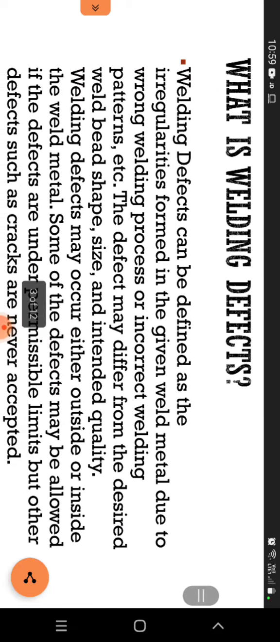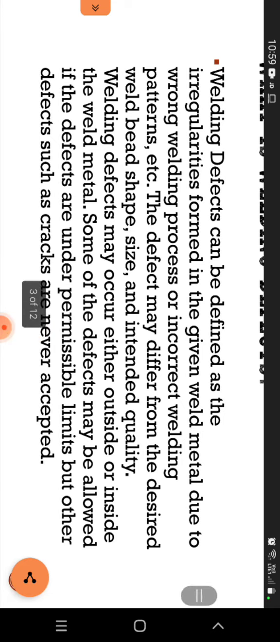What are welding defects? Welding defects can be defined as irregularities formed in the given weld metal due to the wrong welding process or incorrect welding patterns, etc. The defect may differ from the desired weld bead shape, size, and intended quality. Welding defects may occur either outside or inside the weld metal. Some of the defects may be allowed if they are under permissible limits, but other defects such as cracks are never accepted.